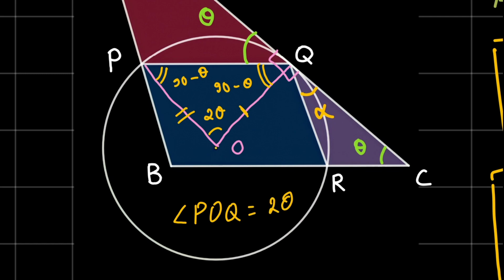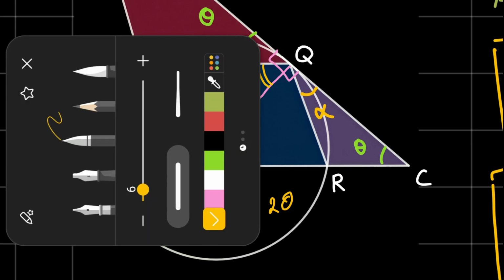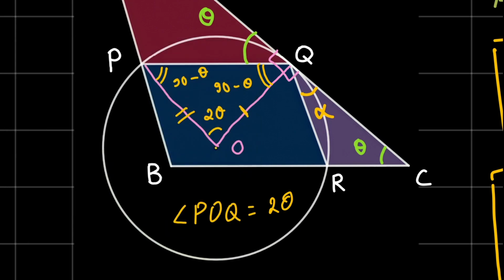Now what about the angle subtended by this chord at the circumference? For that we have to draw an additional line segment, and it will simply be the diagonal of this parallelogram running from the point P to the point R. Now recall that it was already given the point R lies on the circumference of the circle. This means the chord PQ is subtending an angle PRQ at the circumference.